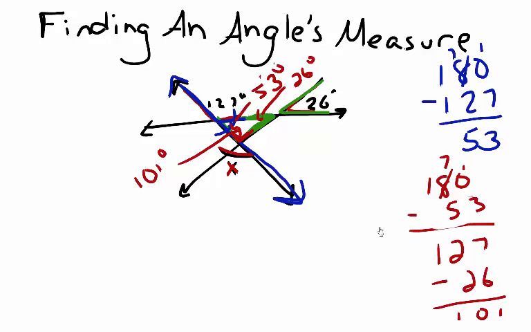And again, because vertical angles have the same measure, I know that angle X must also be equal to 101 degrees.